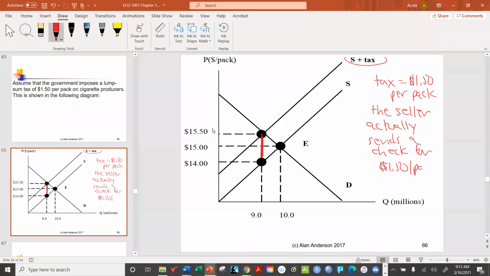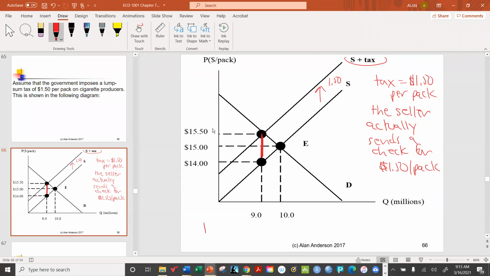Okay, so in that sense, this is a tax on the seller. All right, in other words, the seller is the one who actually takes the money and sends it to the government. But if you notice, because the tax is higher, the supply curve is shifted to the left by exactly $1.50. The market price has gone up to $15.50. So that means that while they're paying $1.50, they're collecting $15.50.